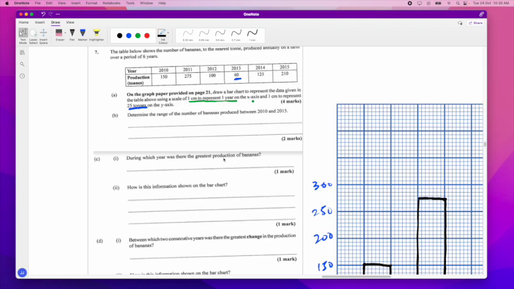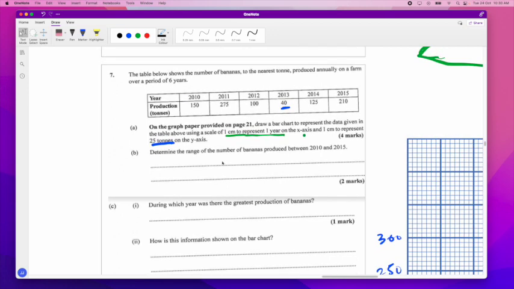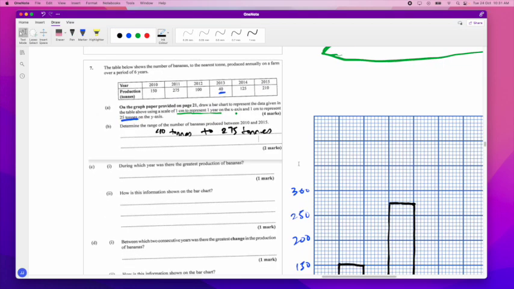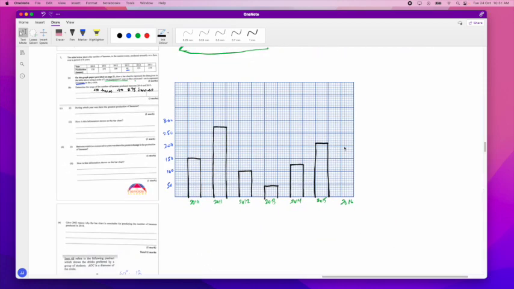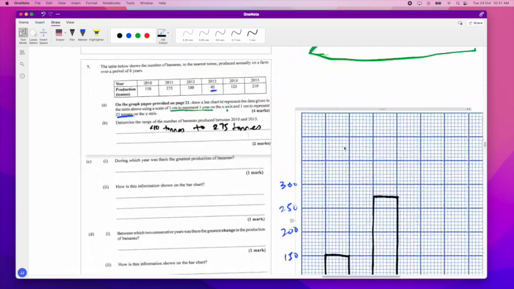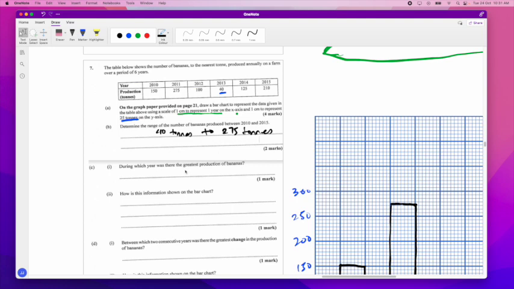Determine the range of the number of bananas produced. Well, the range will be from 40 tons to 275 tons. And that'll be our range. During which year was the greatest production of bananas? Well, you could see it on the graph, you could even see it in the table. You don't really even need the graph to see that, but we could definitely see that 2011 had the greatest number.